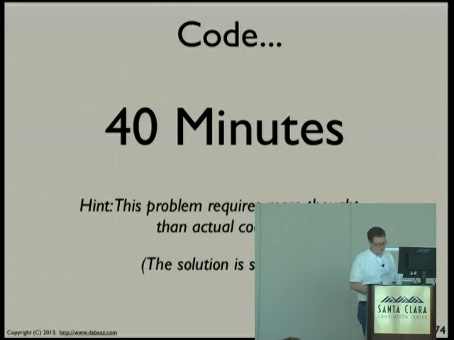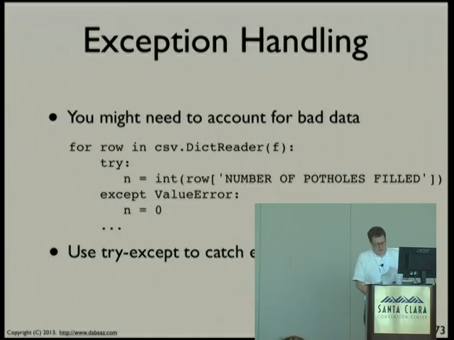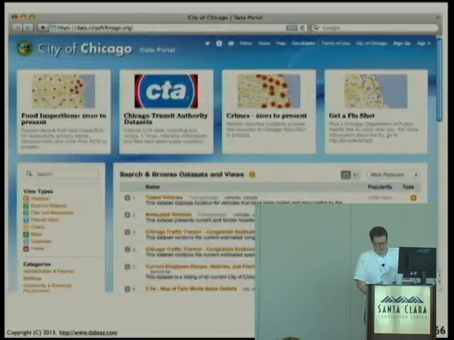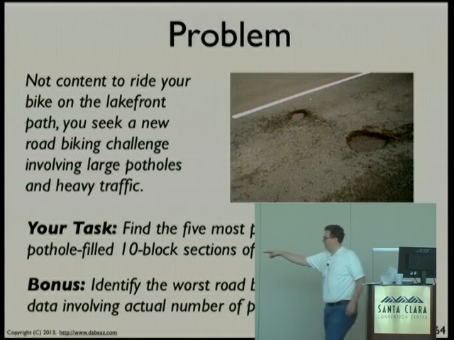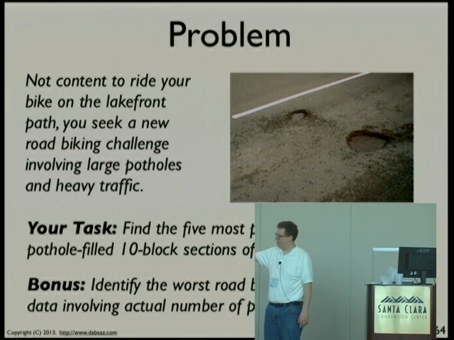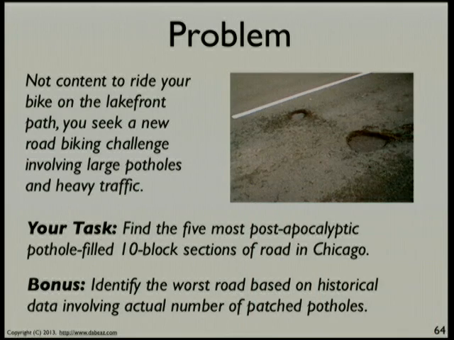The solution for this problem is actually not a lot of code. It might even be less code than the bus thing, but you have to think about it a little bit, because you're going to be parsing through this data, and really the thought part of it concerns the 10-block section of road in Chicago. That requires a little bit of thought, and there's some creativity involved with that.